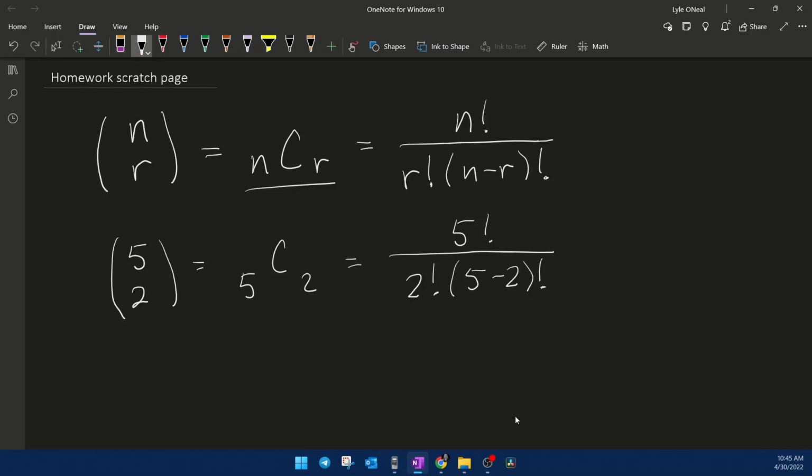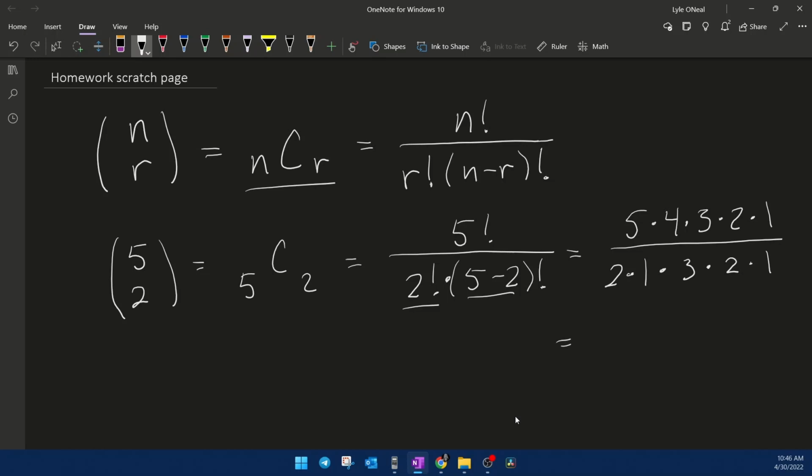And then if you want to calculate this manually, you need to know what factorial means. Well, 5 factorial means starting at 5, multiply every number below it all the way down to 1. That is 5 factorial. And then simplifying 2 factorial would be 2 times 1. Next, we have indicated multiplication. 5 minus 2 is 3. Factorial would be 3 times 2 times 1.